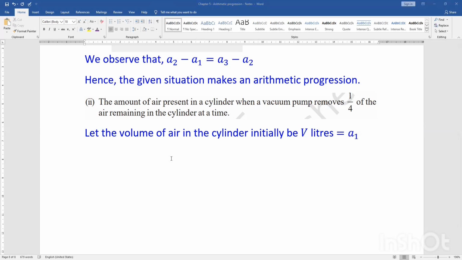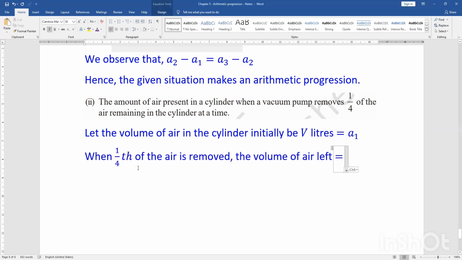Now, when 1/4 of the air is removed, the volume of air left will be equal to how much? The initial volume was V. When the vacuum pump removes 1/4 of the air remaining, you are removing 1/4 of the initial volume. So it is V minus 1/4 into V.